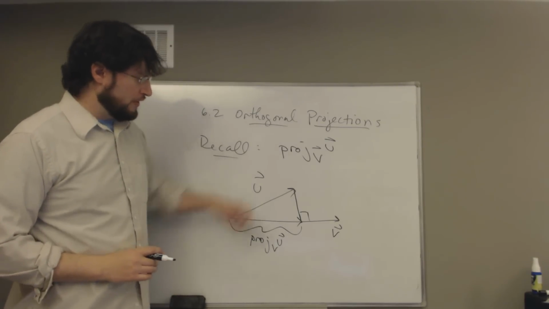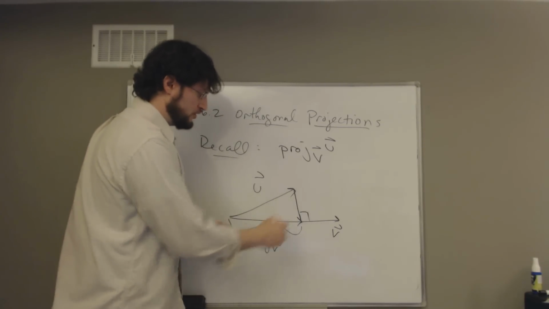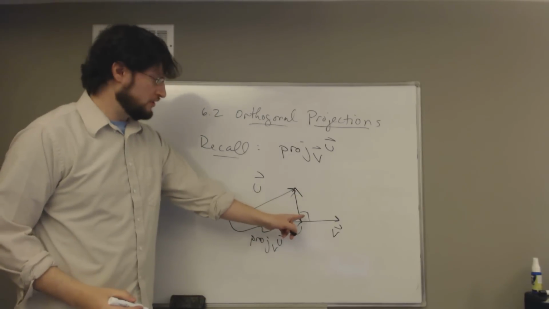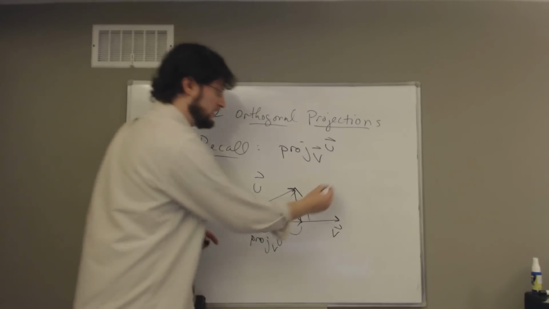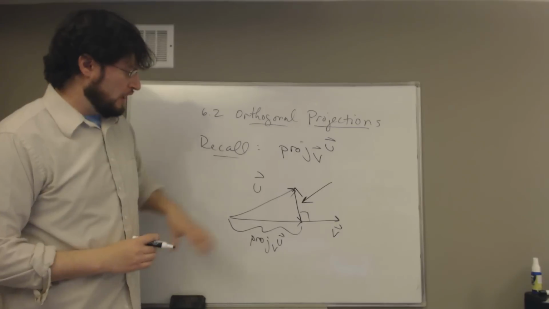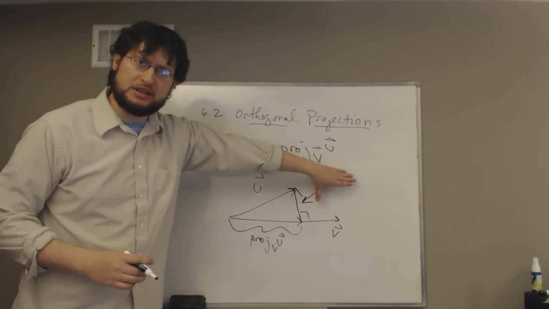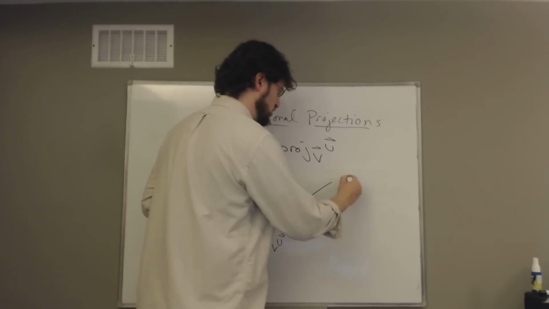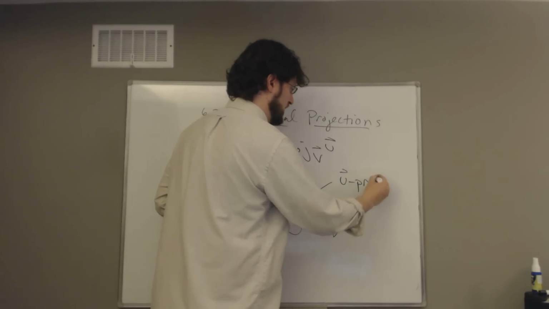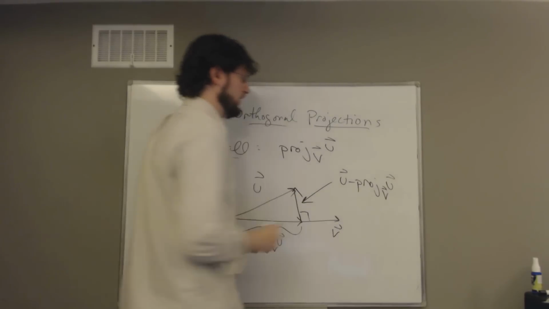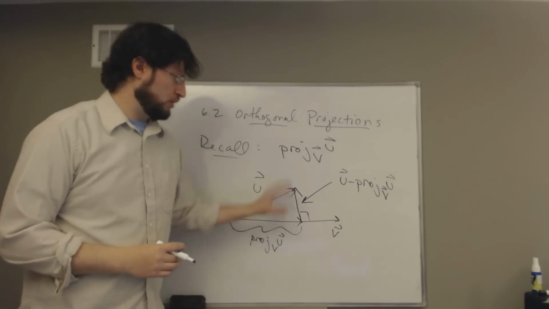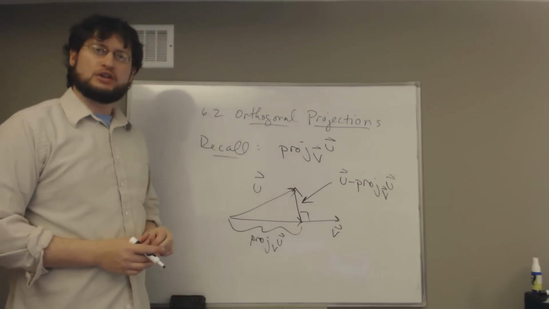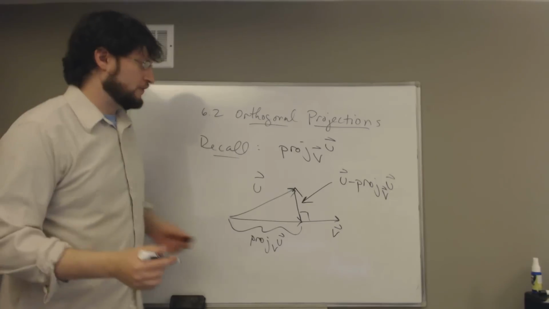Also remember that if I take the projection of u onto v and add it to this piece right here, then I get back to u. That means this piece has to be u minus the projection of u onto v. The projections cancel off, leaving me with u remaining. So that's the first thing.